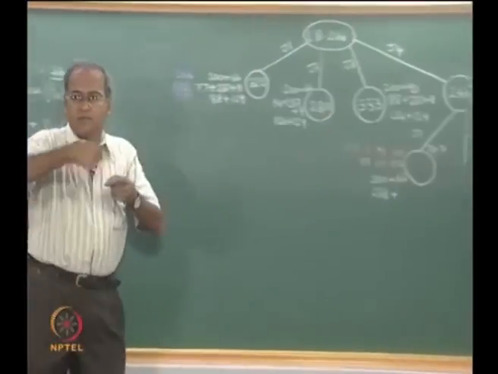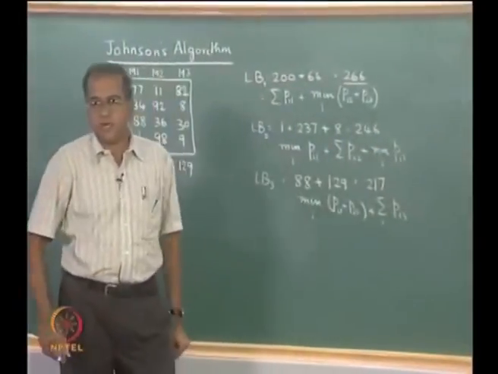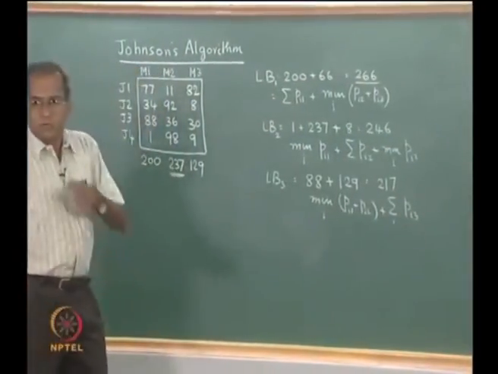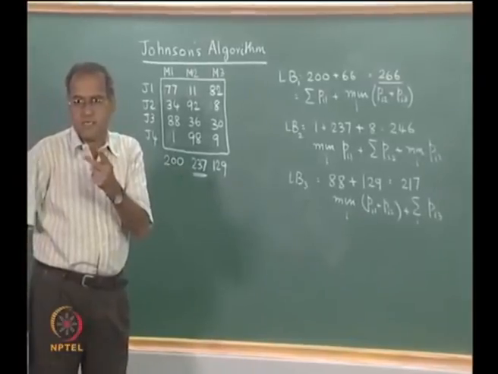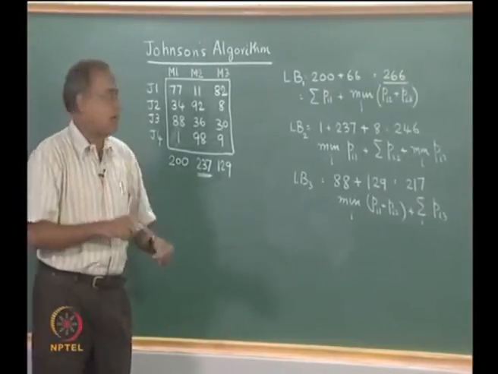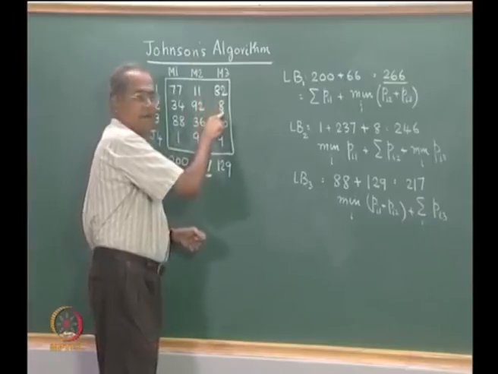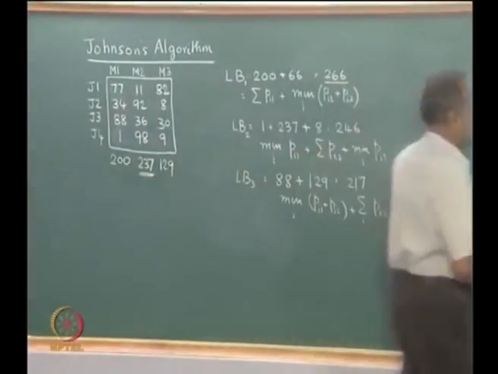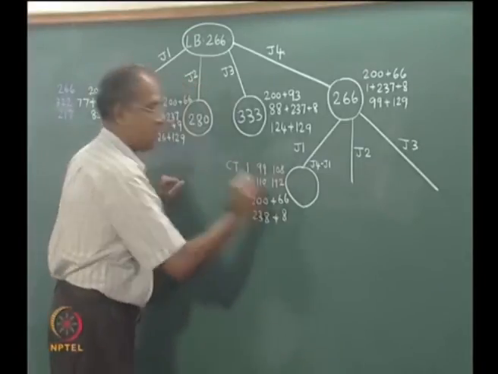Now, the earliest M2 can complete is 238. Now, two jobs are remaining, J2 and J3, and one of them has to be the last job. So, it would require an additional 8, which is the minimum of this. So, 238 plus 8.